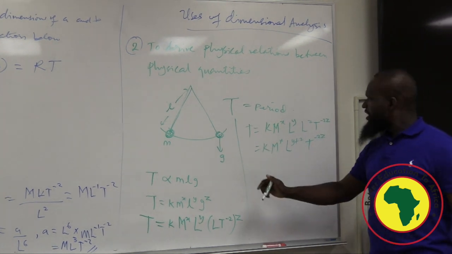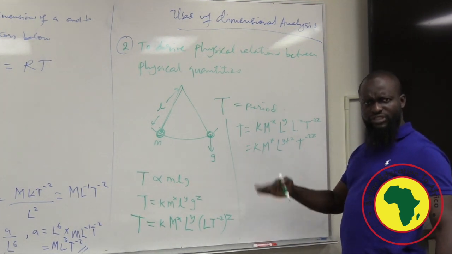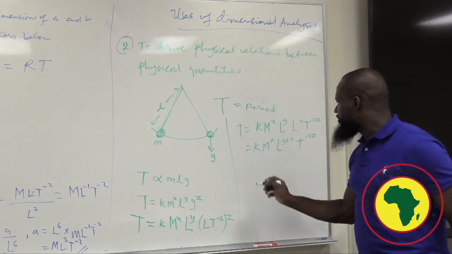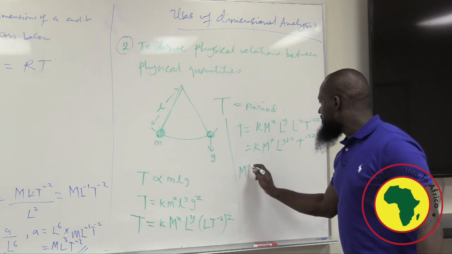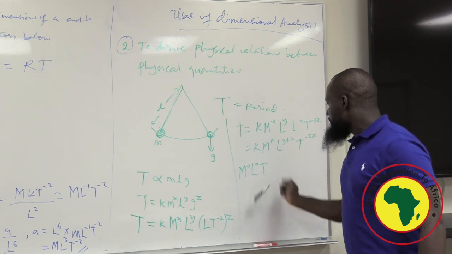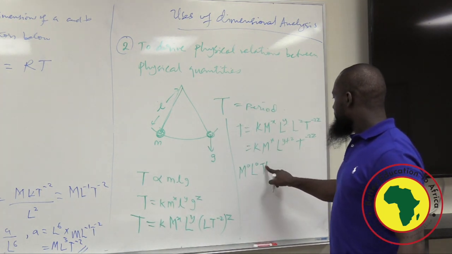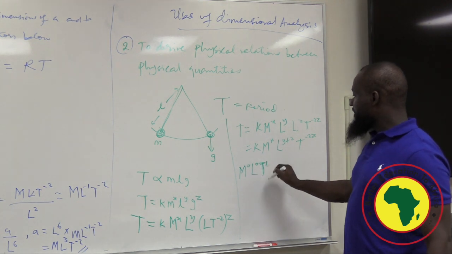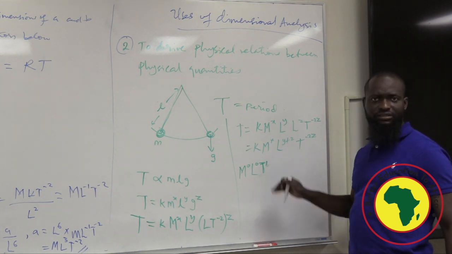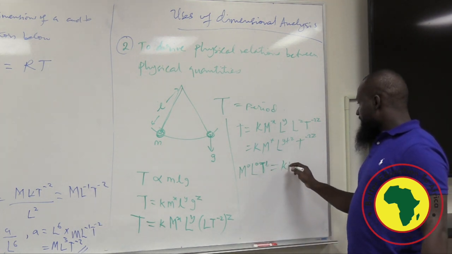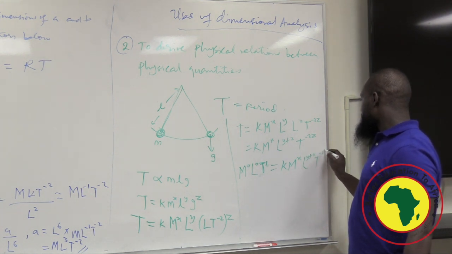But on the left-hand side, all I have is T. I don't have L and M. So I can put in imaginary L and M and just put them to power 0. So this is M to the 0, L to the 0, T to the 1. This gives me the same thing as T, because anything to the power 0 is 1. It's just 1 times T, equals K, M to the X, L to the Y plus Z, T to the minus 2Z.